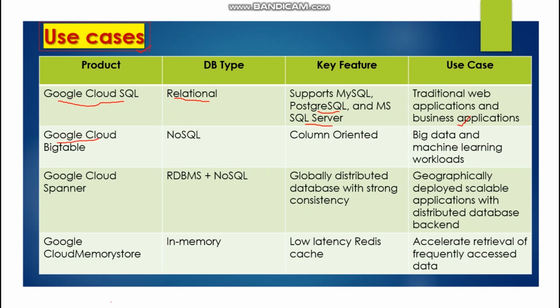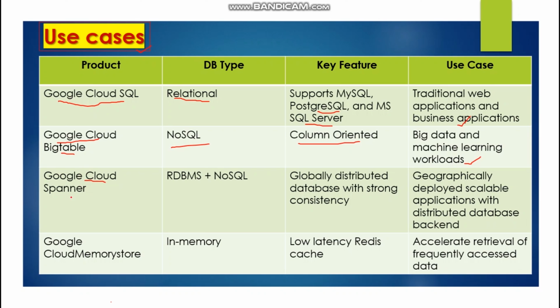Okay, the Google Cloud BigTable, that is basically NoSQL database type and it's a column oriented, right? So it can scale up to thousands of columns. And the big data and machine learning workloads we can perform using this BigTable.